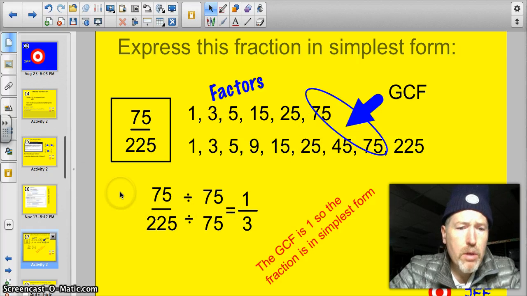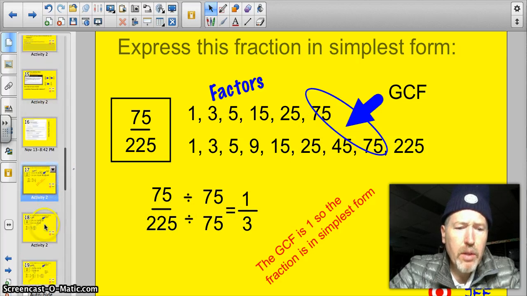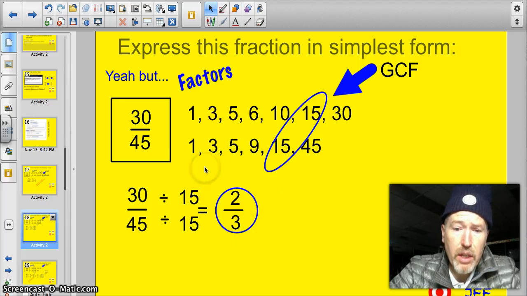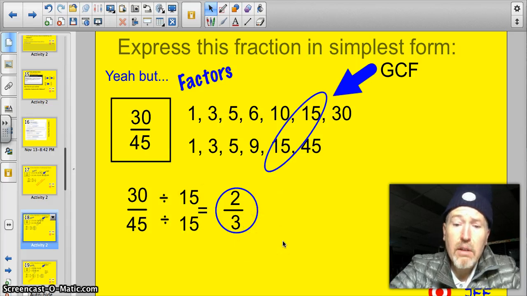So let's take a look at another example. 30/45. Well, on this one here, I factored them all out and I found out that 15 was the greatest common factor. So 30 divided by 15 is 2, 45 divided by 15 is 3. So I got 2/3.